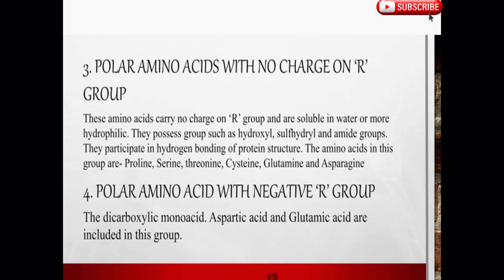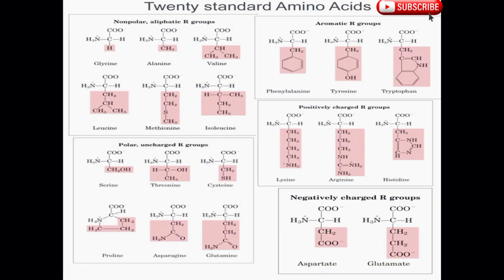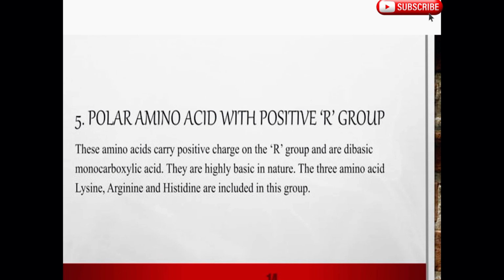Polar amino acids with negative R group. The dicarboxylic monoamino acids, aspartic acid and glutamic acid, are included in this group, or we can say that these are the examples of polar amino acids with negative R group. You can see clearly in the diagram that these are different types of amino acid which can be classified based on their polarity. Last one is polar amino acids with positive R group. The amino acids carry positive charge on the R group and are dibasic monocarboxylic acids. They are highly basic in nature. The three amino acids lysine, arginine, and histidine are included in this group.